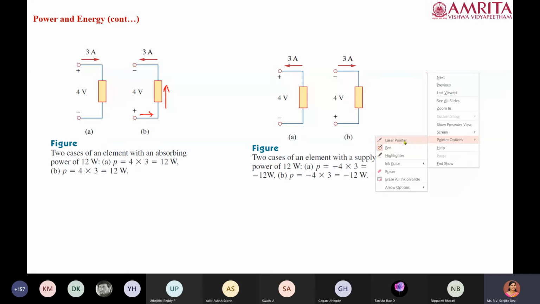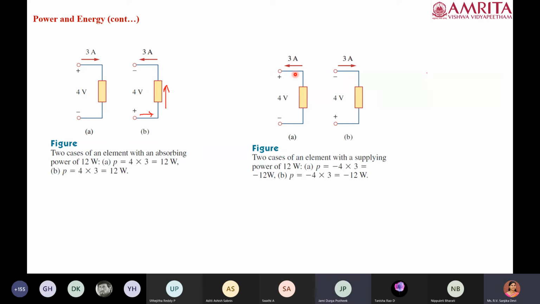So here, if you see the first one, we have 4 volt across this element and 3 ampere current coming out of the positive terminal. If the current comes out of the positive terminal, it means that it is supplying power.